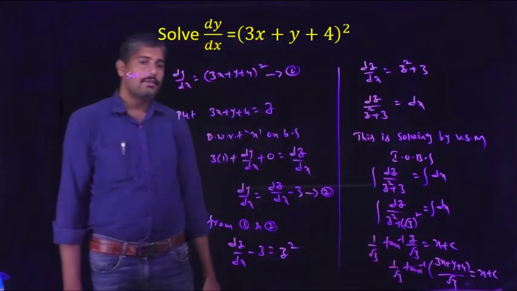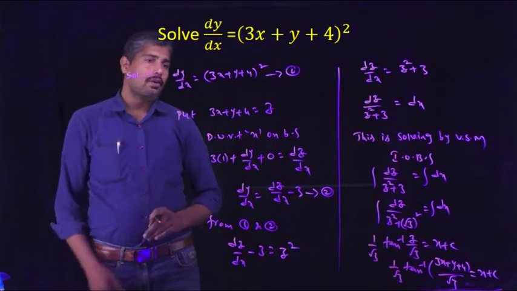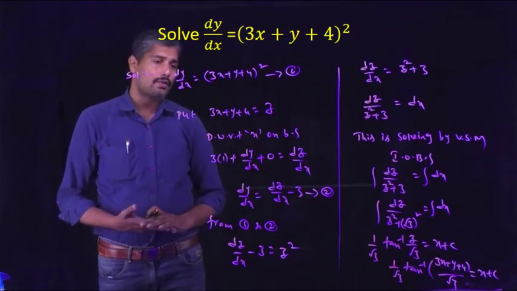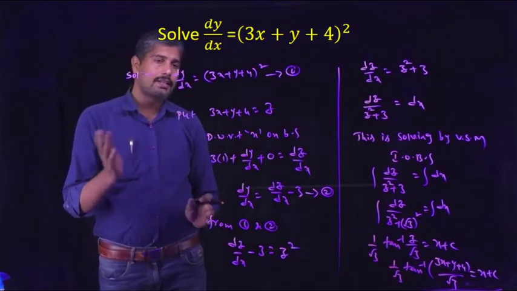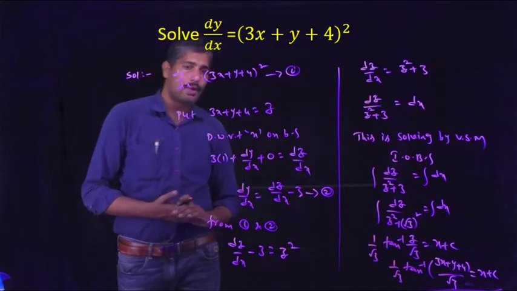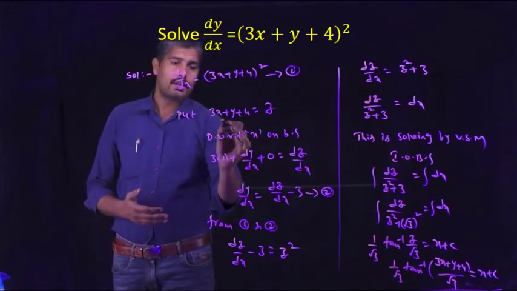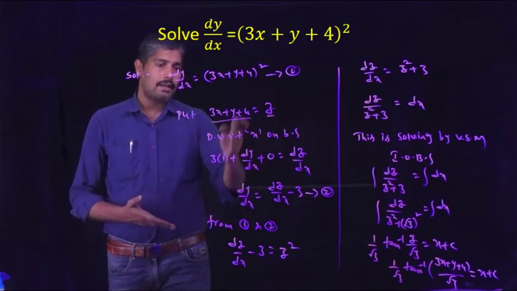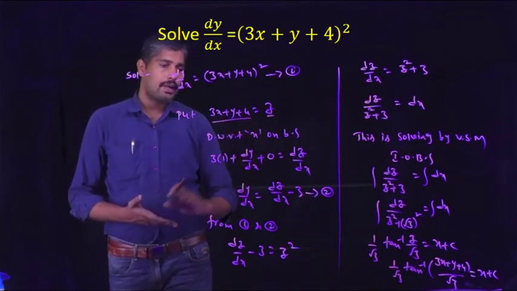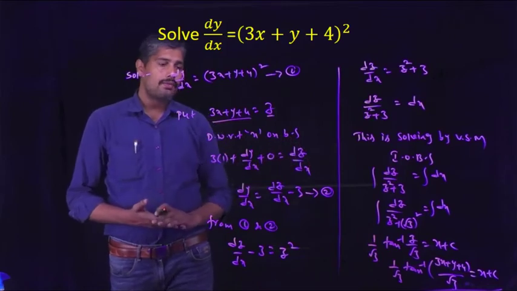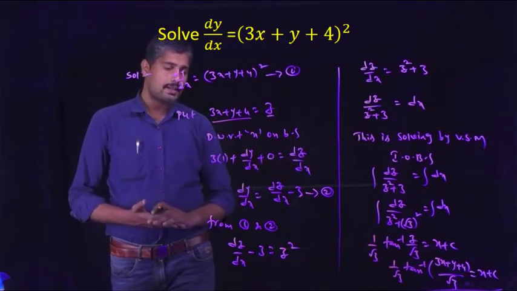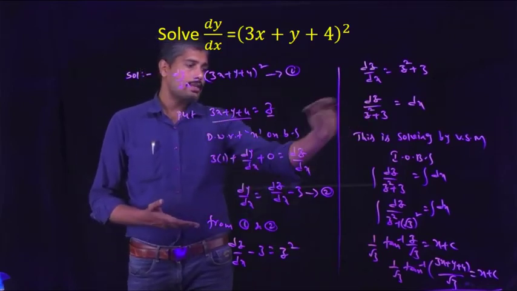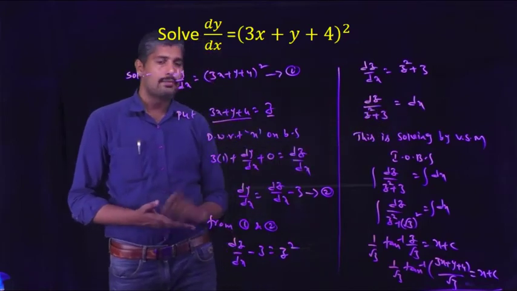See once again, dy by dx equal to (3x plus y plus 4) whole square. Right? Separating x terms and y terms, that is not possible. That's why we take 3x plus y plus 4 equal to z. Right? Derivative with respect to x, we convert it into z form, that is dz by dx. Then separating z terms and x terms, then integrating on both sides.